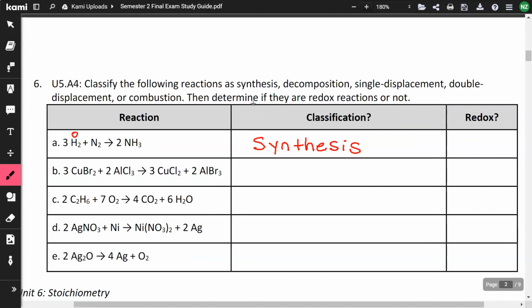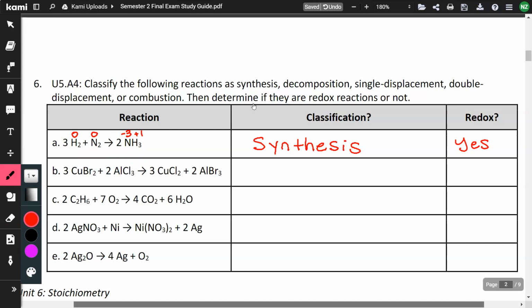Hydrogen is 0, nitrogen is 0, and in NH3 we have a compound here. We want it to add up to 0, so this is going to be -3 because hydrogen is +1. So we go from 0 to -3, and we go from 0 to +1. This is totally a redox reaction. All right, the next one.